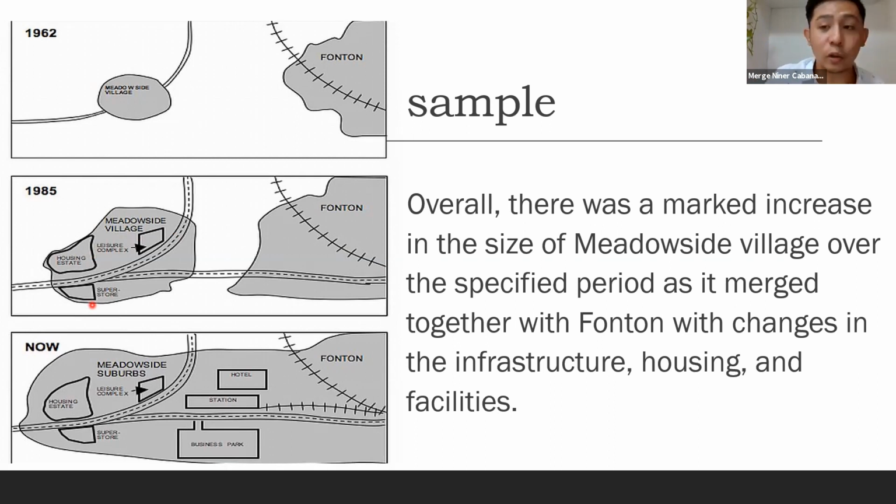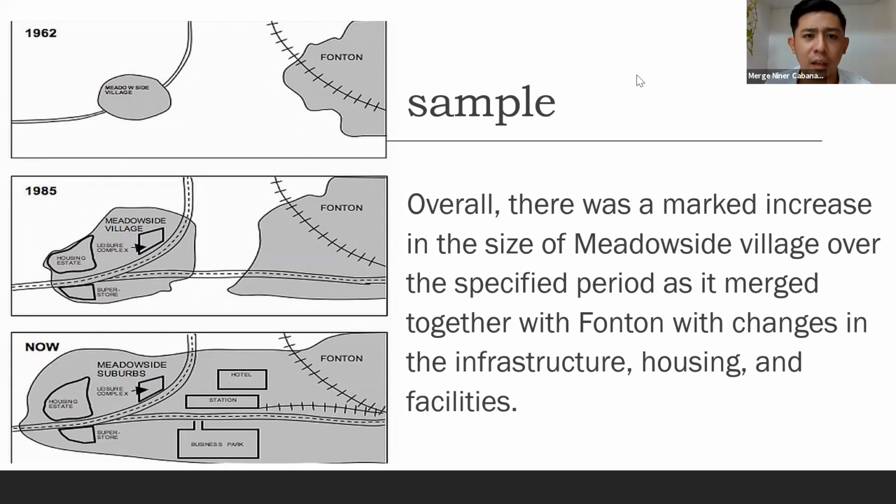I am specifically discussing that there were some changes. I will not go through them one by one in my overview. Okay, just want you guys to understand that. And look at what happened now. They combined. They merged together. From 2 separate locations, they become one. And Meadowside turned into a suburb of Fonton. So that is what I'm going to include in my general overview.